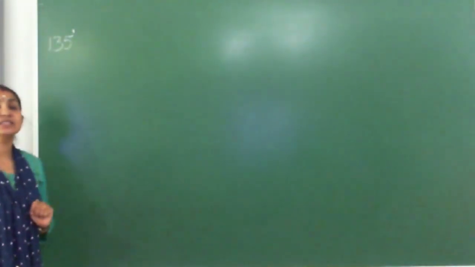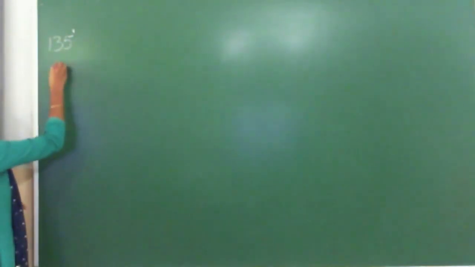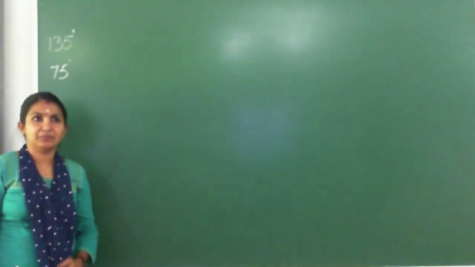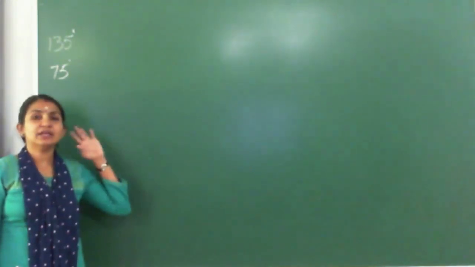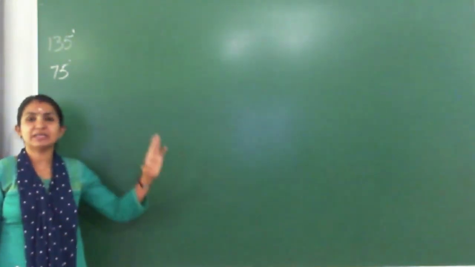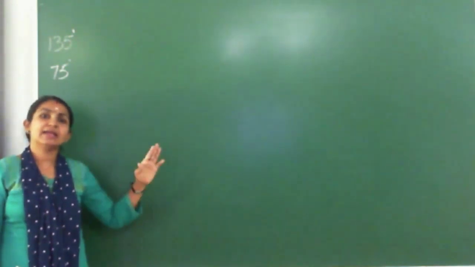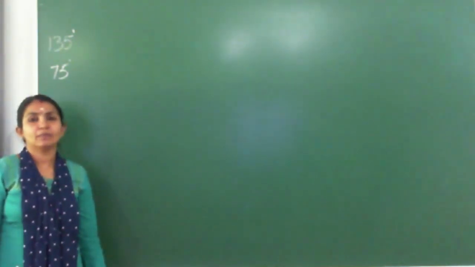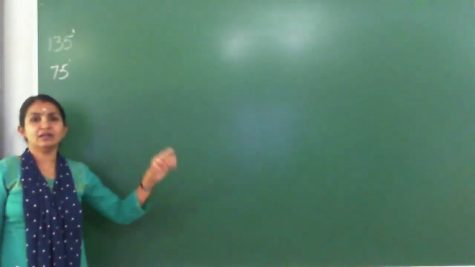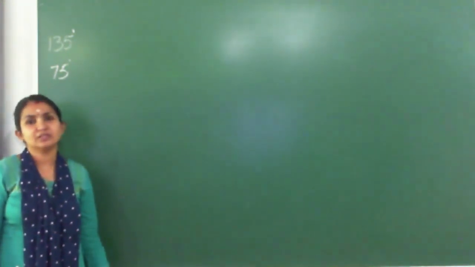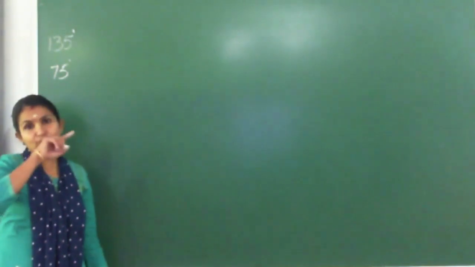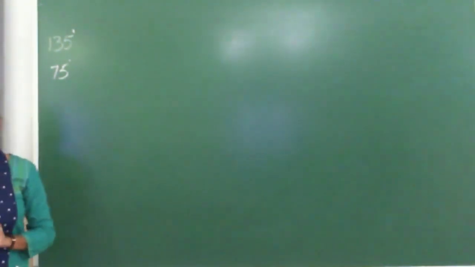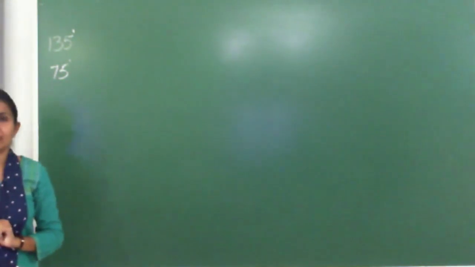Now the next one is 75 degrees. How can we construct 75 degrees? Anyway, we understood that the bisector of 60 and 120 is 90, and 90 and 60, when we do its bisector, it is a 30 degree angle. Its bisector means 15 degrees. So 60 plus 15, we will get the required 75 degree angle.